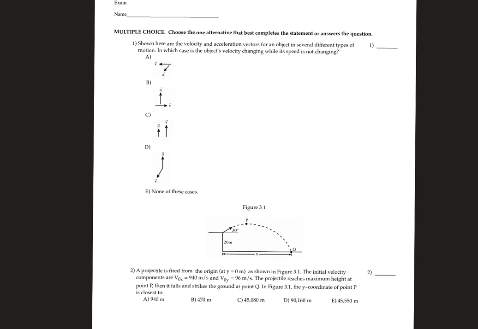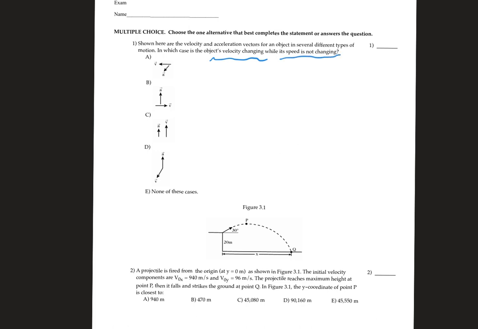Alright guys, so shown here are the velocity and acceleration vectors for an object in several different types of motion. In which case is the object's velocity changing while the speed is not changing?